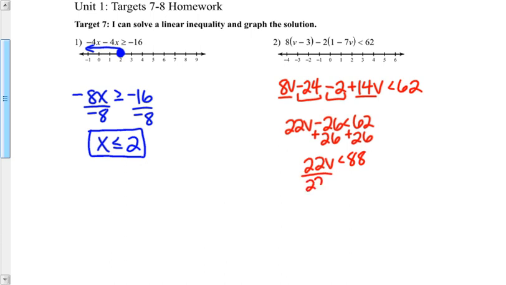I don't have to worry about switching the symbol this time since it's a positive number we're dividing by. And that would be v is less than 4. So at 4, we're going to make an open point since it's not included, and it says less than, so again, we're going to shade to the left.